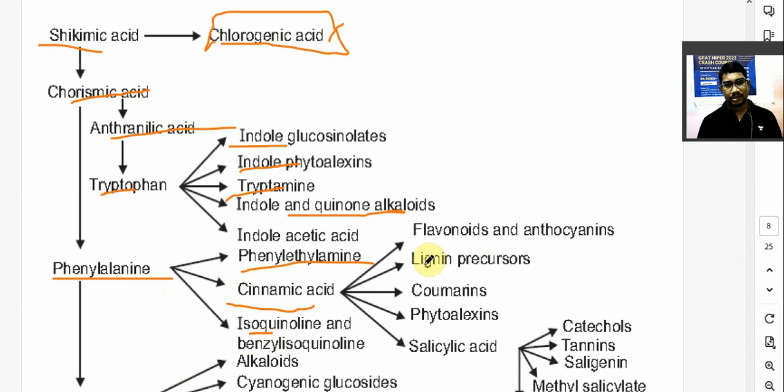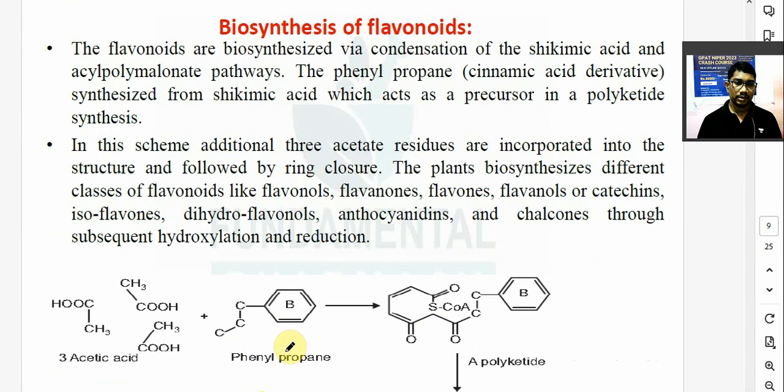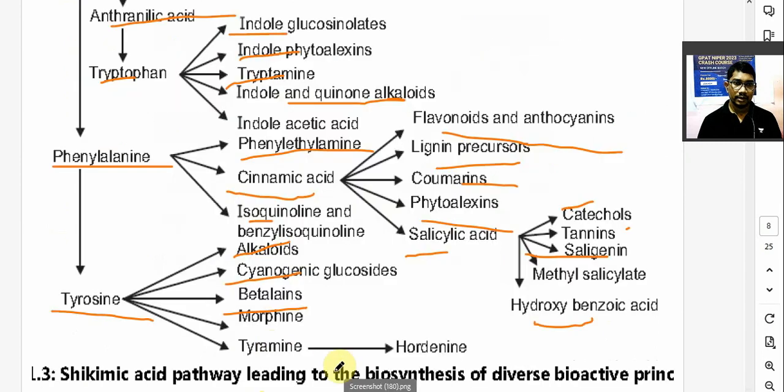Biosynthesis of flavonoids. What are flavonoids? They contain the phenylpropanoid unit. They have antioxidant activity in the body. Flavonoids are biosynthesized via condensation of the shikimic acid and acyl polymalonate pathways. Phenylpropane is a cinnamic acid derivative. They are synthesized from shikimic acid, which acts as a precursor in polyketide synthesis. So flavonoids are also known as polyketides.